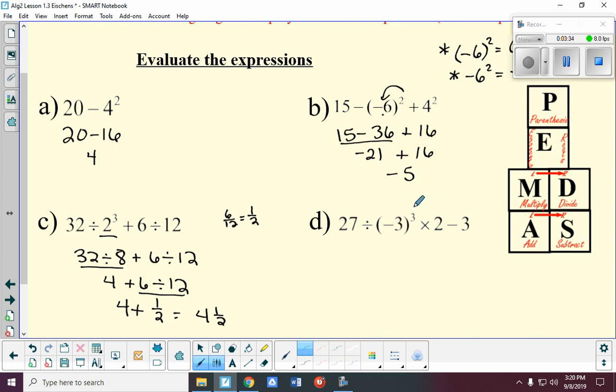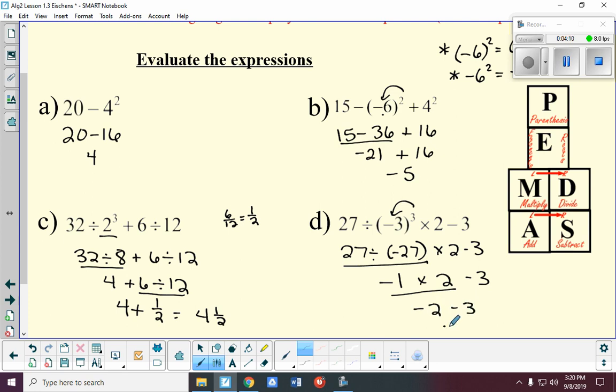Next problem, we have exponents. So negative 3 times negative 3 times negative 3 is a negative 27. And I'm putting parentheses around it just to keep track of that negative. Then times 2 minus 3. So now we do our division. We have division and multiplication, but we work from left to right. So 27 divided by negative 27 is a negative 1 times 2 minus 3. So now we do multiplication, negative 2 minus 3, and lastly that gives us a negative 5.